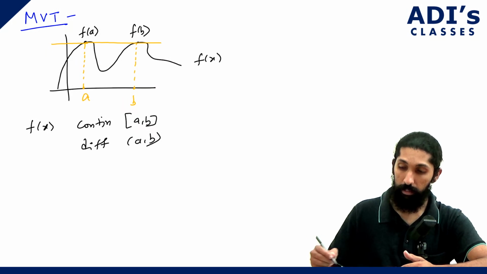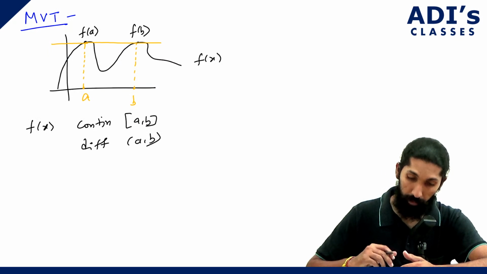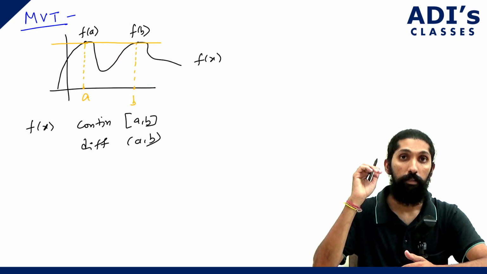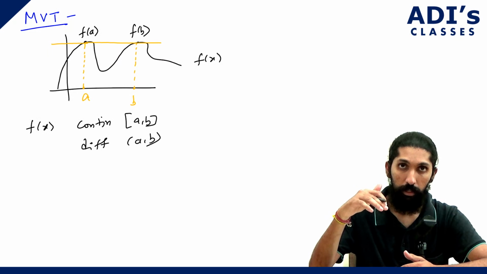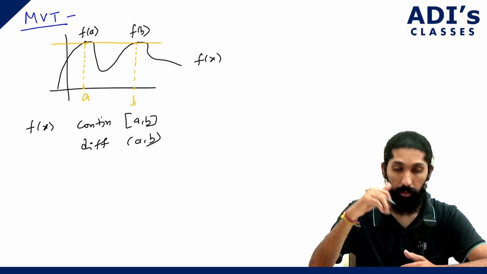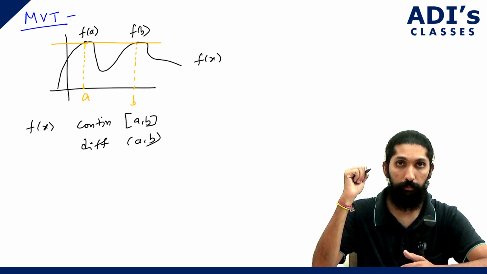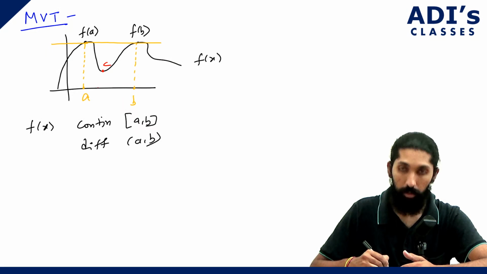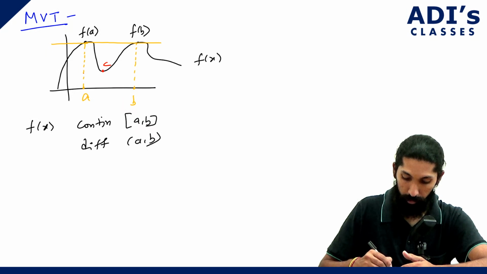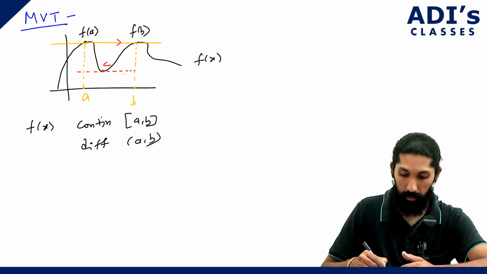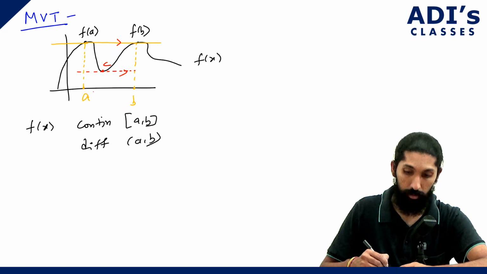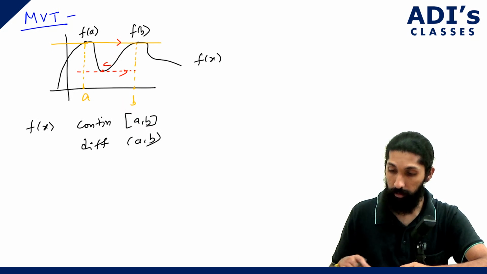Now there exists a point C between A and B such that the slope of the tangent at C is equal to the slope of the secant between f of A and f of B. So here I'm going to have a point somewhere over here, which is C. If you draw a line like this, this line and that line should be parallel, and it will be parallel. Alright, so this is basically the mean value theorem.